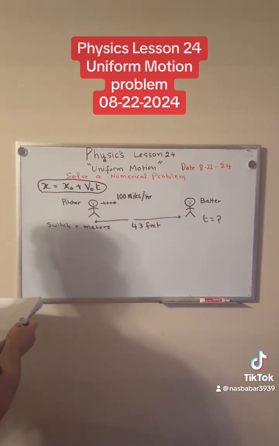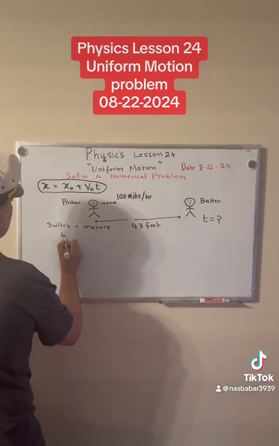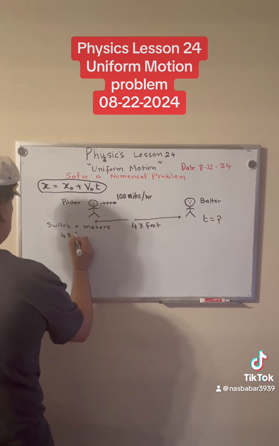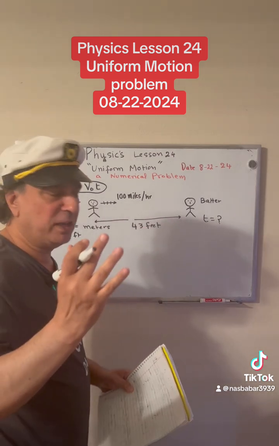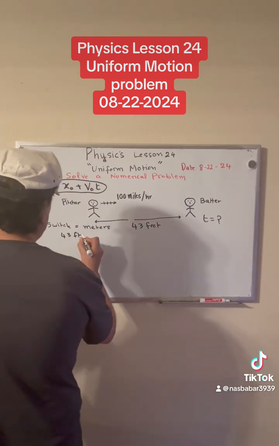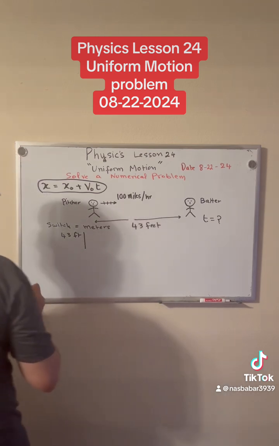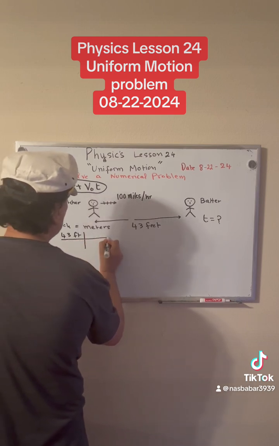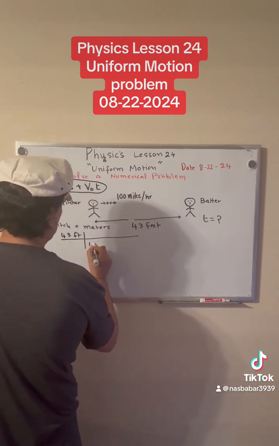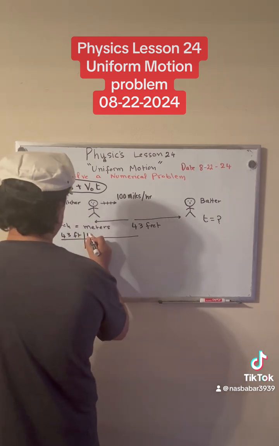So the first thing we do is we say, what is the distance? Distance is 43 feet. Please pay attention to this because this will save you in the exam room. Then we draw a line like this, and we say 43 feet. We draw a line like this also. Put 1 foot right here. 1 foot has how many inches? 12 inches. So we put 12 inches.